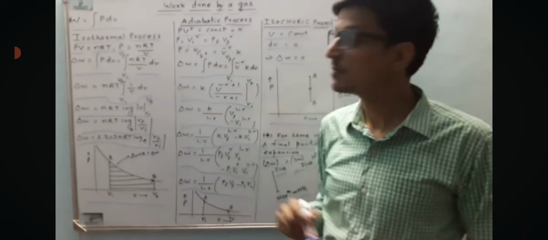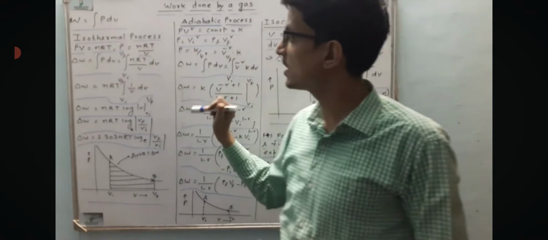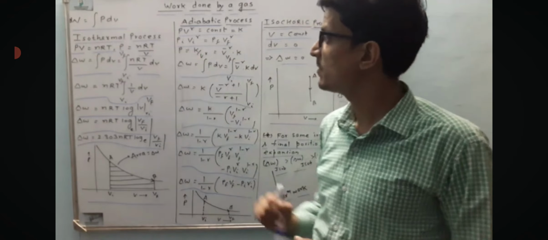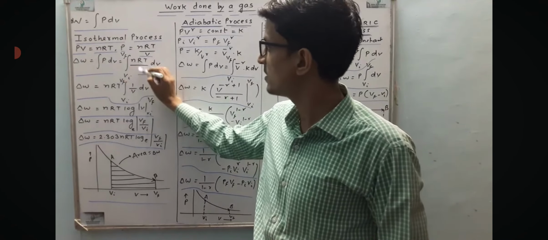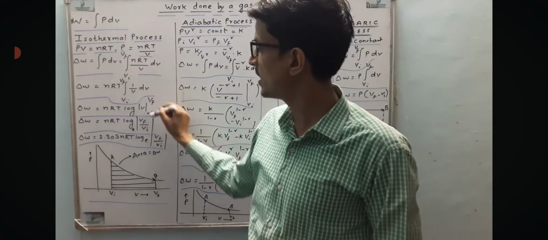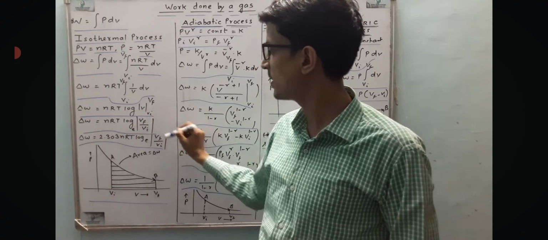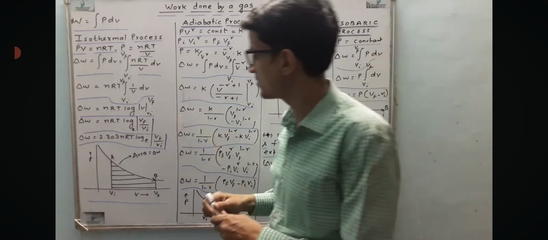तो isothermal process में हमें इक्वेशन पता है. The ideal gas equation is PV is equal to nRT. So P is equal to nRT by V. So delta W is integration of P dV. This is nRT by V dV. So integrating it, we have nRT log V final by V initial. So here it is log base e.